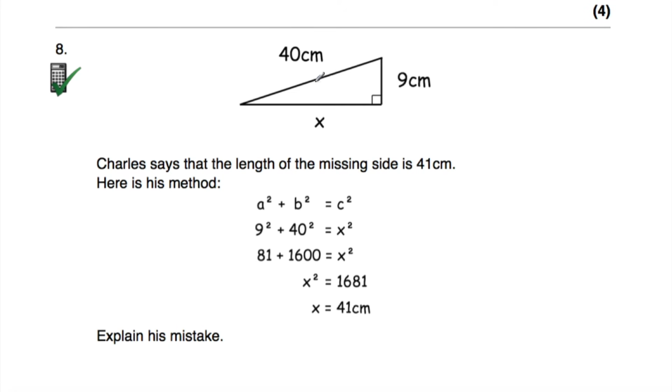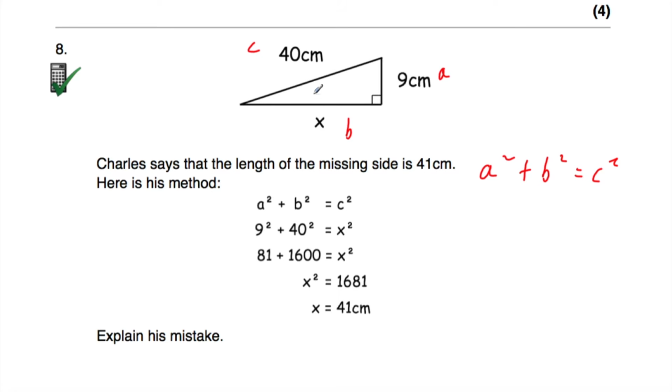So let's look at our triangle. Let's label the sides. If I was doing this question, I would label this one A and B, and remember I could label them the other way around if I wanted to. I could call this one B and this one A, but this one would have to be C, the longest side of the right angle triangle. And Pythagoras' theorem is A squared plus B squared equals C squared.